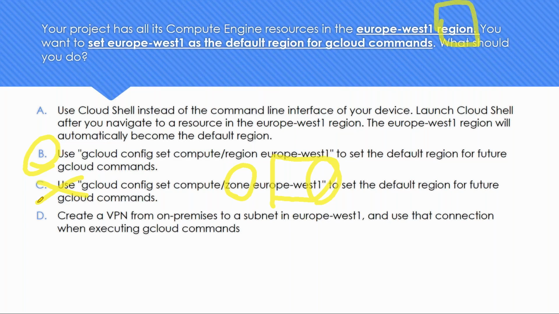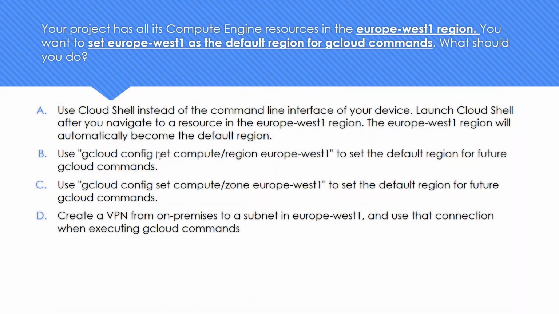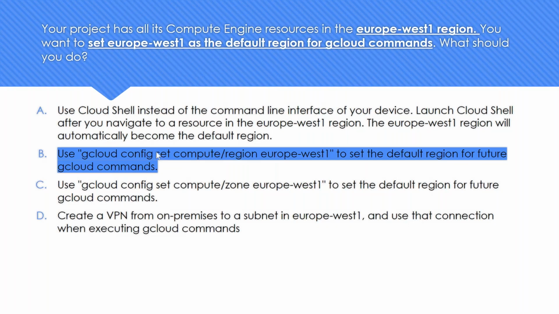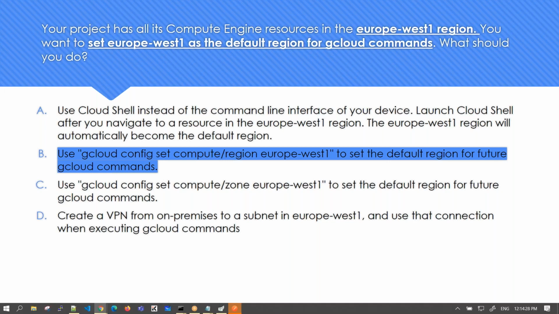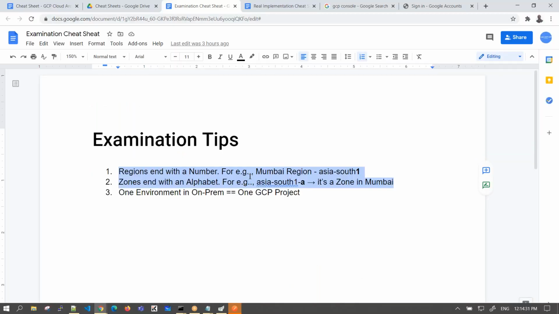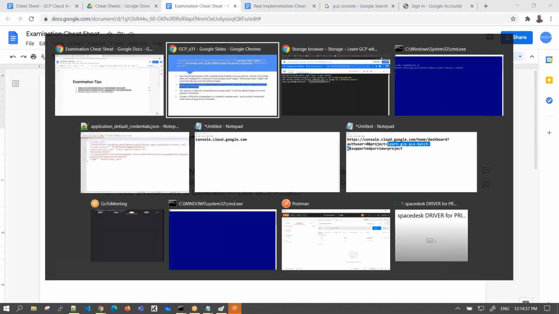And the last option is going to be an overkill. Use VPN from on-premise to a subnet and set the connection when you're executing it. So just to set a zone, you want a VPN and all. Overkill, I would say. So option B is the right answer. Few of you got it first shot, few of you later corrected it. But the concept should be clear now, and you should be able to appreciate the small tip which we created: the zone ends with an alphabet, regions end with a number. Hope it is clear, folks.